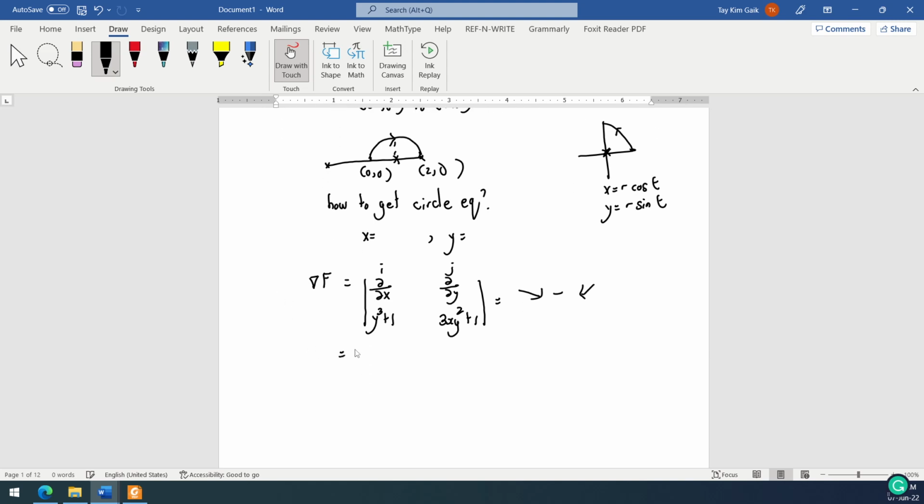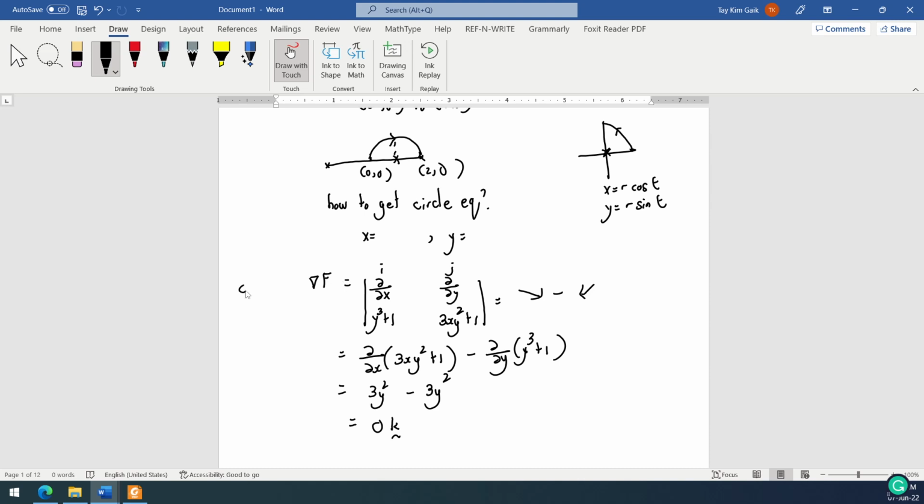Then what you need to do is del del x of 3xy squared plus 1, minus del del y of y cubed plus 1. When you differentiate with respect to x, y is constant. That's why for del del x of 3xy squared, you have 3y squared. Del del x of 1, you have 0. Del del y of y cubed, we get 3y squared. So we get 0. Remember, this is i cross j, you get k. So actually you get the 0 vector.